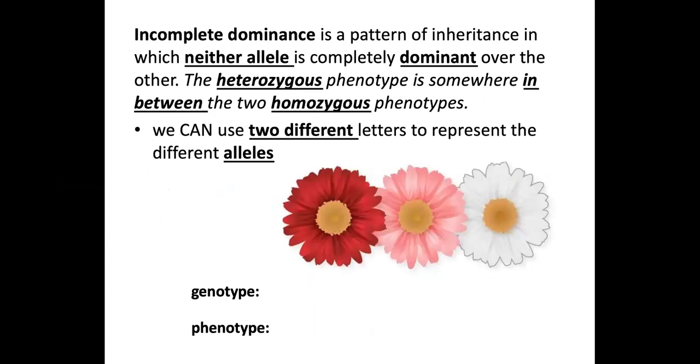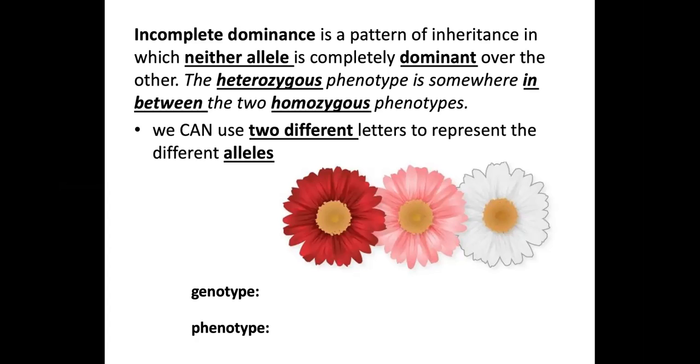So, incomplete dominance is a pattern of inheritance in which neither allele is completely dominant over the other. So the heterozygous, these terms aren't going away, phenotype is somewhere in between the two homozygous phenotypes, okay? So when we learn incomplete dominance, we're going to use two different letters, but we're talking about dominance. So what kind of letters are they still going to be? Capital, because it's dominant, okay?